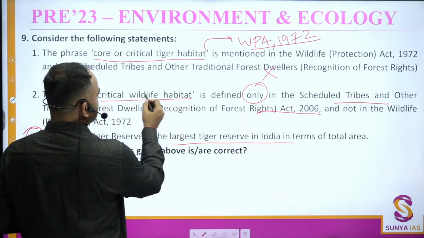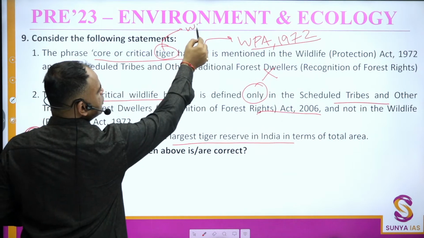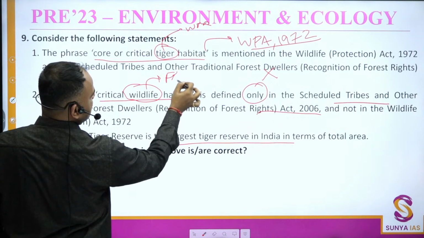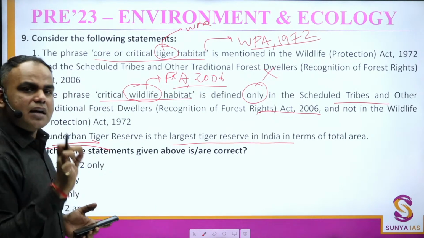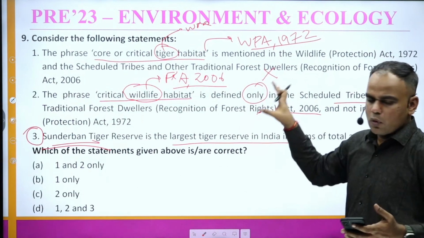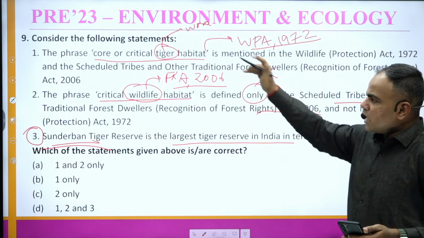Critical wildlife habitat. These terms are very similar. Tiger, think of the Wildlife Protection Act. Wildlife, here you have to think of the Forest Rights Act. I've covered both of these acts in the high yielding topic series, in the act section. In case you want to do this in more detail, please do that. So statement number 1 is wrong.